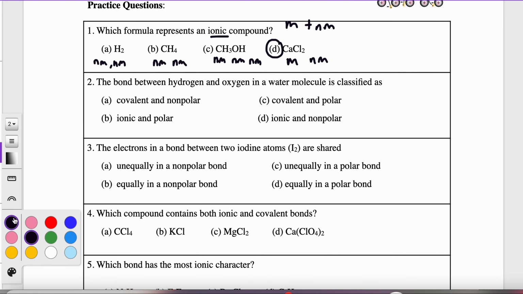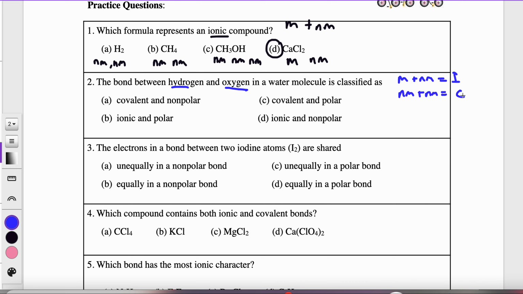So take a look here. Next question: the bond between hydrogen and oxygen is classified as? Well, I like to break it down. So I see first the bond types, covalent and ionic. I know that if it's a metal plus a nonmetal, that's ionic. If it's nonmetal plus nonmetal, then I know it's covalent.